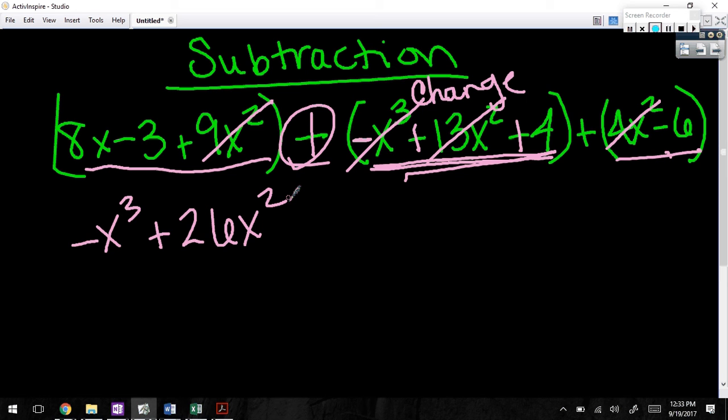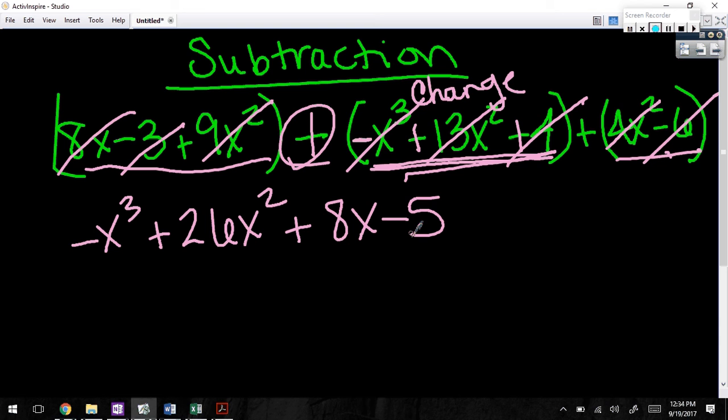How about x's? There's only 1 plus 8x. Constants: negative 3 plus 4 plus negative 7. Negative 3 plus 4 is 1, minus 6 is negative 5.